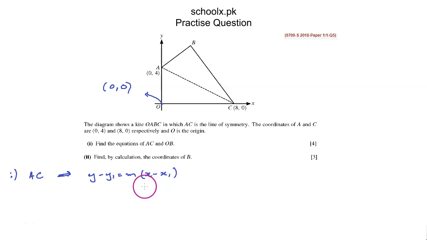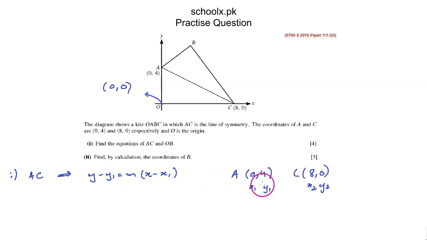We need one x coordinate and y coordinate of a point, and we need the gradient. So we have x1 and y1. Sorry, this is AC. So we have A, 0, 4 and C, 8, 0. Let's take this as x1, y1 and this as x2, y2. You can also take these the other way round. It doesn't matter.